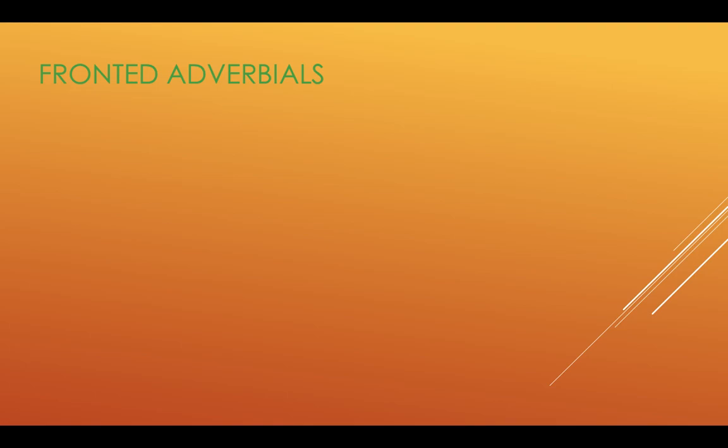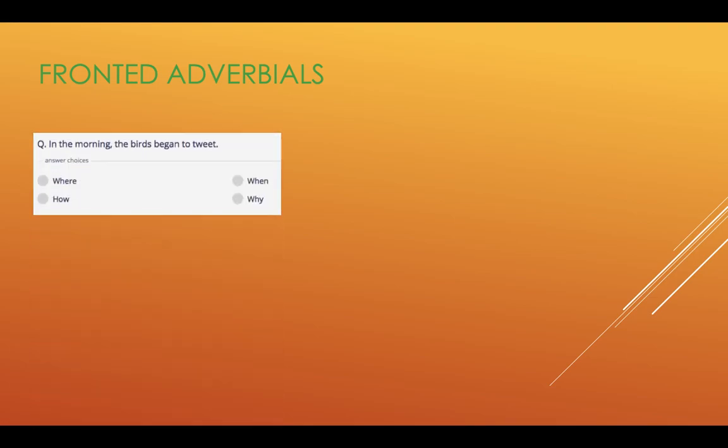So conjunctions are done. Fronted adverbials. Now, some people know about fronted adverbials, and they're just words or phrases at the beginning of a sentence used to describe the action that takes place. And normally after a fronted adverbial, as you'll see here, there's a comma. So here we start with in the morning, comma. That is the fronted adverbial, in the morning. The birds began to tweet.